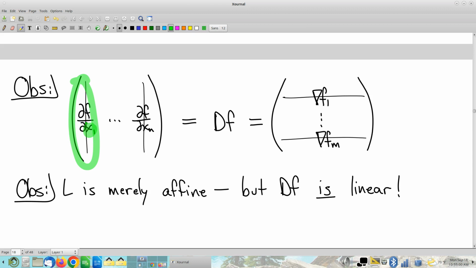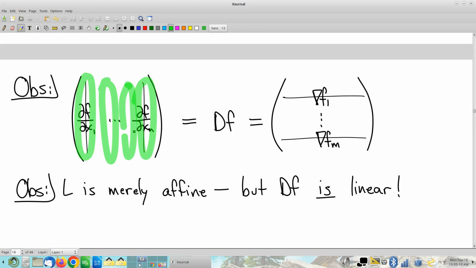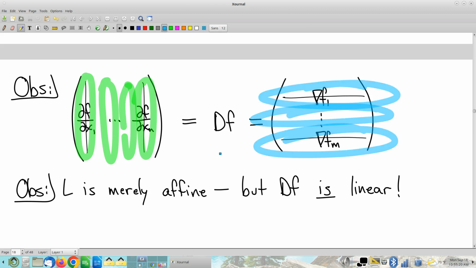So one way to think about the derivative matrix is that the columns are partial derivatives. And now you can notice at a glance that since each row is the partials of a given output variable, all of the partials of each given output variable, well, all of the partials is what a gradient is. So each one of the rows is a gradient of one of the coordinate functions.